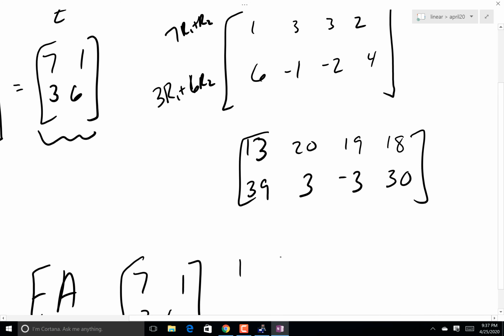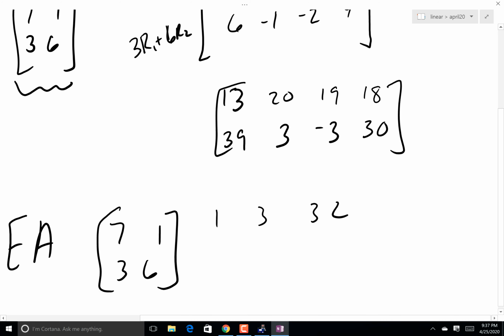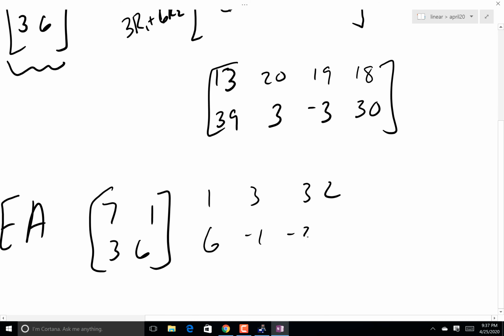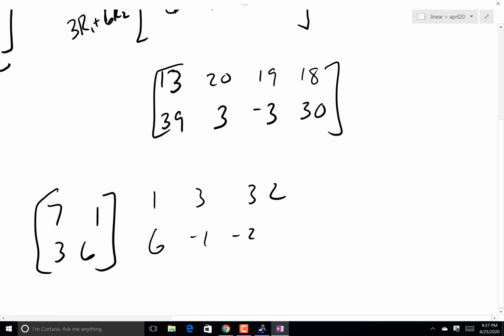And then it's 1, 3, 3, 2, 6, -1, -2, and 4. Let's see what we get. We get a 2 by 2 times a 2 by 4. So I will clearly get a 2 by 4 when I'm done.